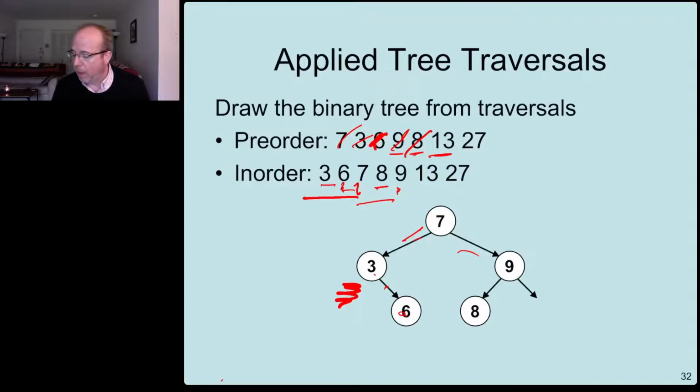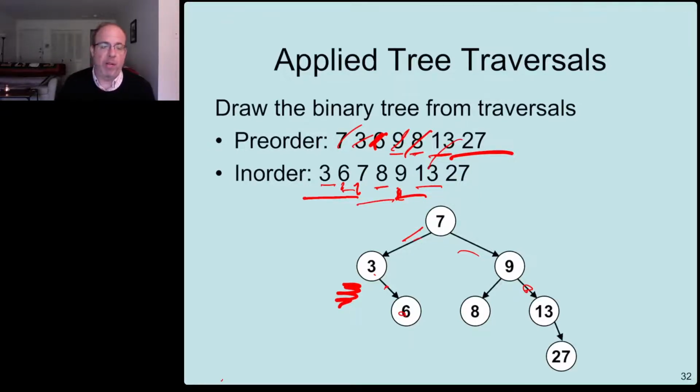13 could be either child of 8 or the right child of 9, but 13 is to the right of 9 in the in-order, so it has to go here. And once it goes there, that means nothing else will ever be to the left of 8, because we haven't gone there anymore. And then finally, we can do the same thing with 27, and 27 lives to the right of 13.